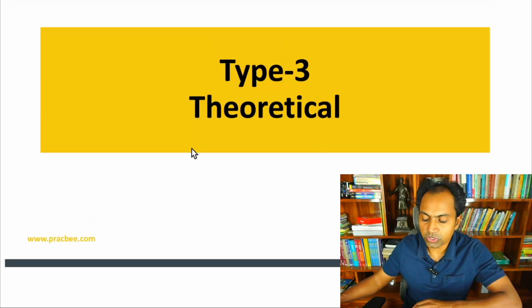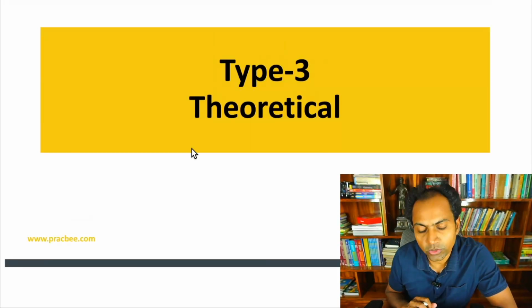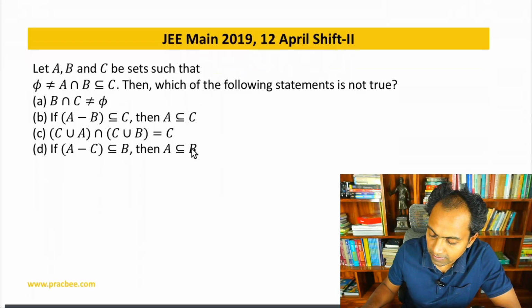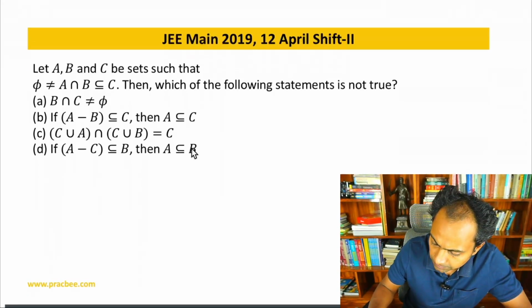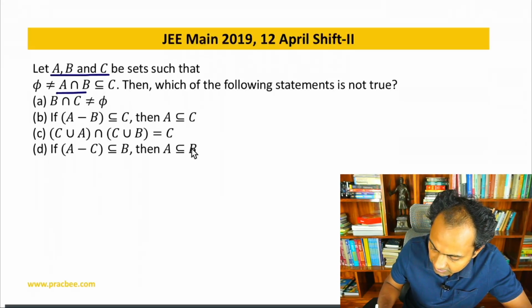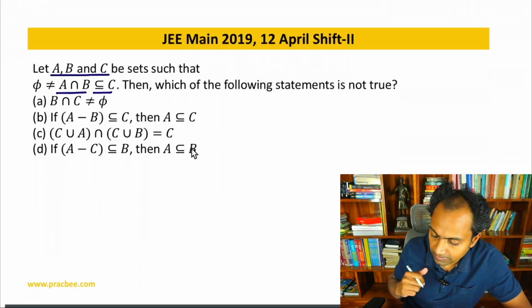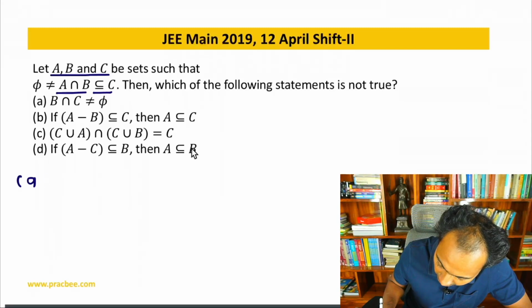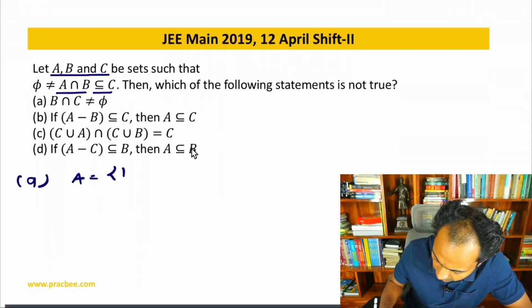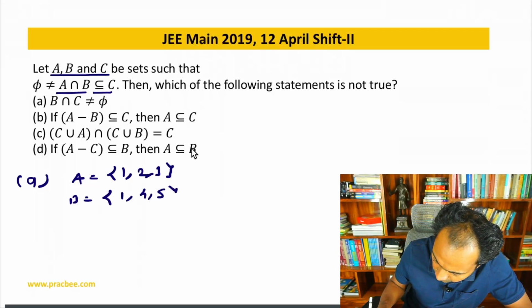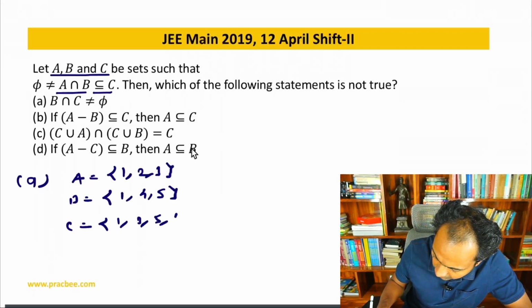Now, this type 3 questions are theoretical questions, that is, based on the theory of sets. Now, let us look into this first question. It talks about sets A, B, C which are such that A intersection B is a subset of C. So, when such questions are given, it makes sense that you take some examples to simplify things. So, for checking the options, we can take A as 1, 2, 3, B as 1, 4, 5 and C as 1, 3, 5, 6.